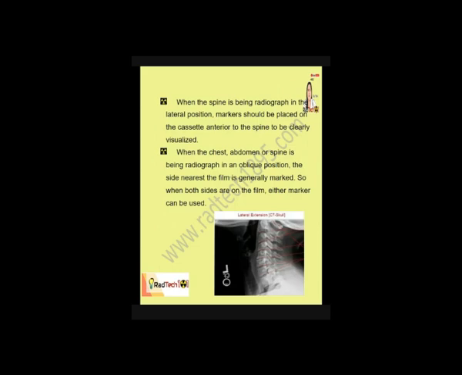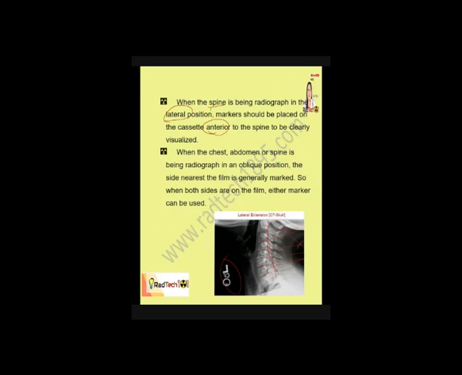So, when the spine, yung ating from cervix to sacrum coccyx, when the spine is being radiographed in the lateral position, marker should be placed on the cassette anterior to the spine to be clearly visualized. So, ito yung spine, cervical spine. So, ito yung anterior ng patient. Ito yung posterior. So, saan tayo maglalagay ng marker? So, dapat dito sa harap, katulad nito.